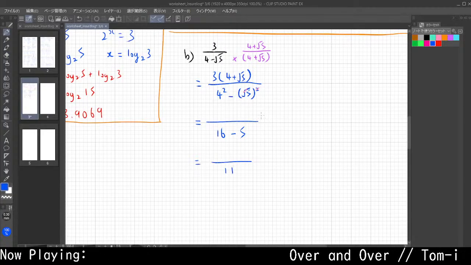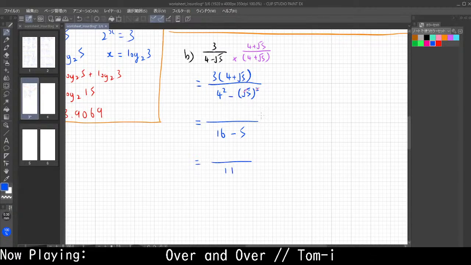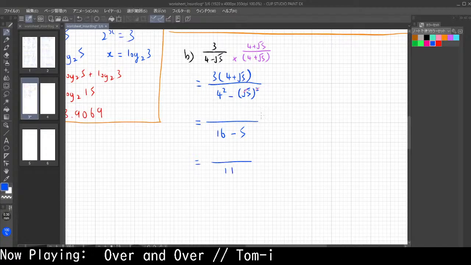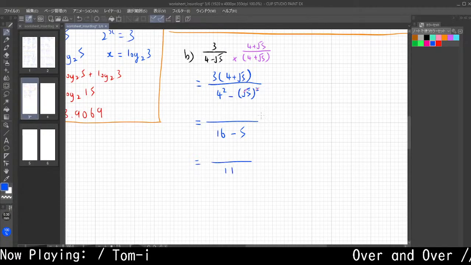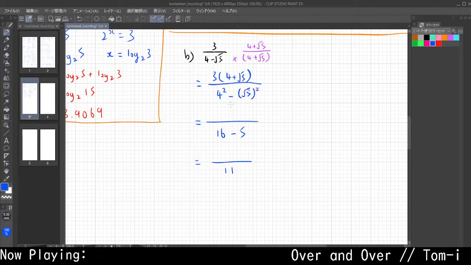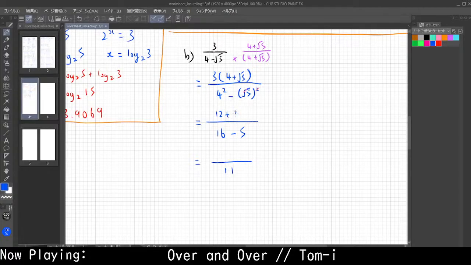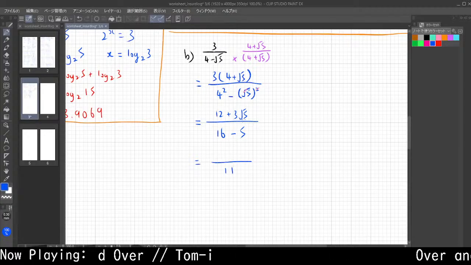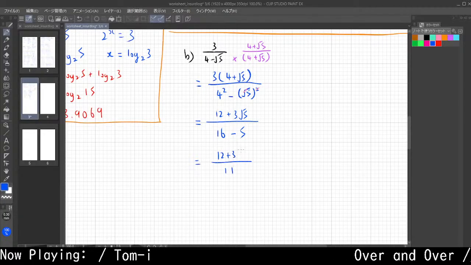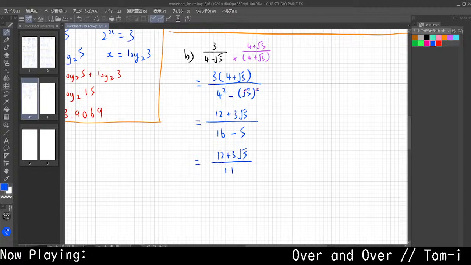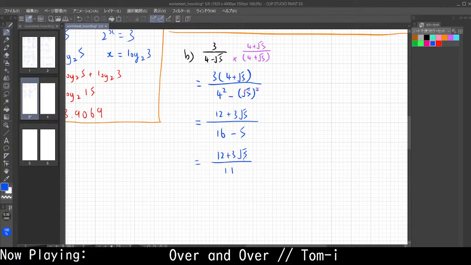Is 11 divisible by 3? Well, you can double check with your calculator, and the answer is, it's basically simple logic. The answer is no, because 11 is not a multiple of 3. Therefore, since you cannot simplify your 3, just multiply inside. So 3 times 4, 12. 3 times plus 3 times square root 5, 3 square root 5. So there's nothing you can do with this since it cannot be factorized by 11. So this is your answer. Anything else you can do?